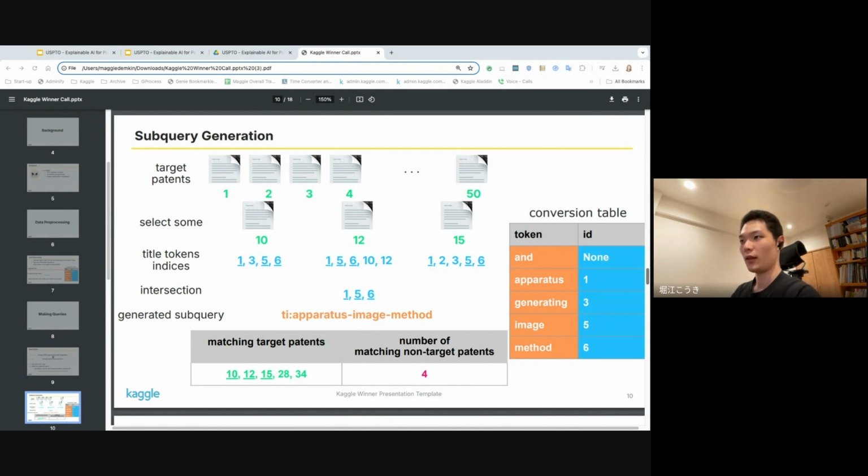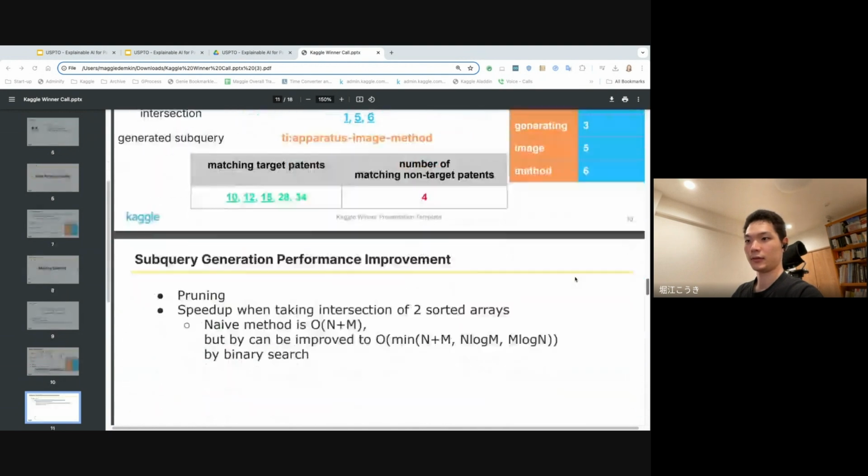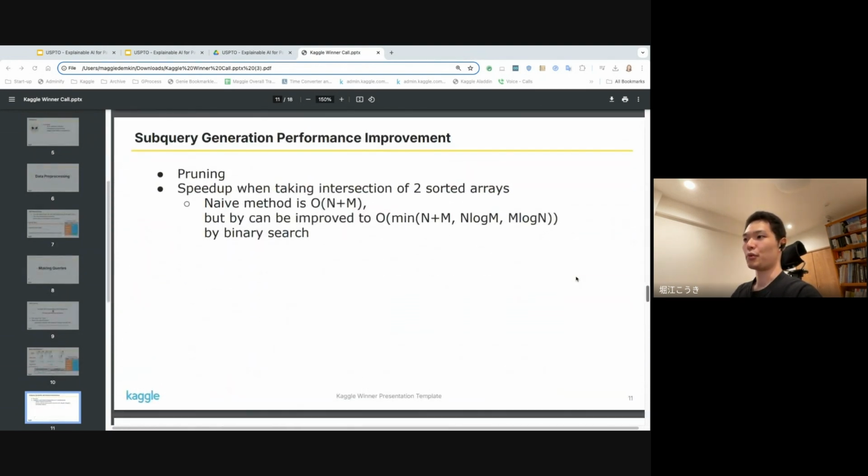Next, please. To improve the speed of the subquery generation, intense pruning and algorithmic improvements, such as when taking the intersection of two sorted arrays, were used. I won't go into details here. Please go to the next slide.